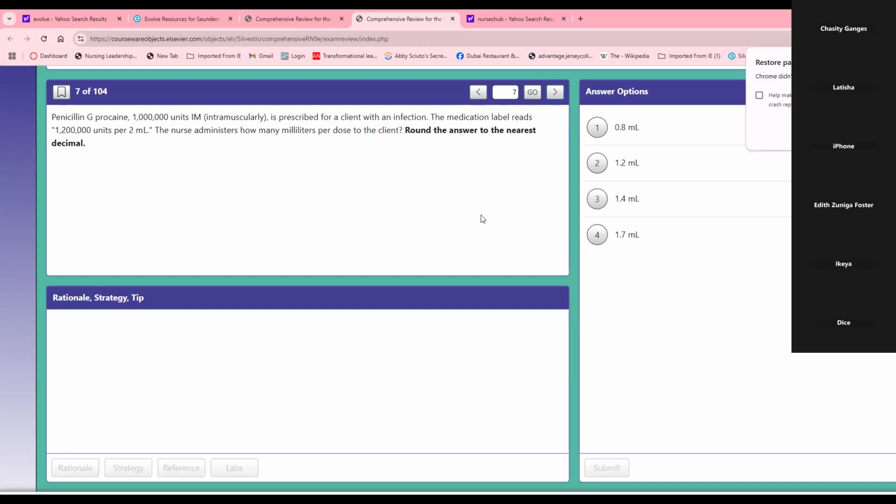So look at this one here. The nurse administers how many mLs per dose? So again, per dose is going to be what? Desired over have. You're blessed with this one because everything's in the same context, right? We have units on hand. We have units ordered. So we're good here, right? Now you just have to take your 1 million over your 1,200,000, times your 2.